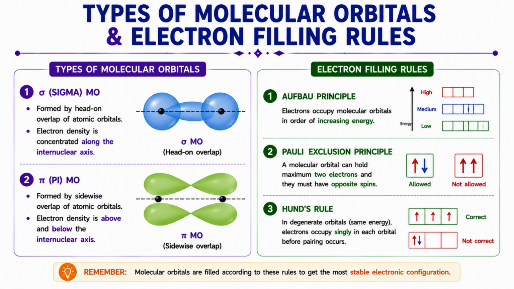Rules for filling electrons. Electrons occupy molecular orbitals according to three important rules. 1. Aufbau principle. Electrons fill the orbitals in order of increasing energy. 2. Pauli exclusion principle. An orbital can contain a maximum of 2 electrons, and they must have opposite spins. 3. Hund's rule. Orbitals of equal energy are singly occupied before pairing occurs.